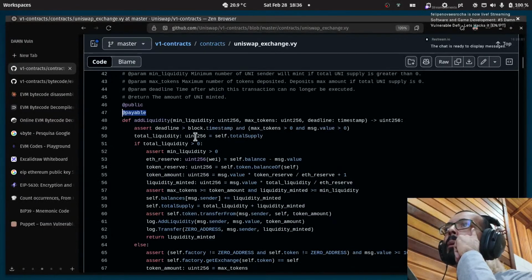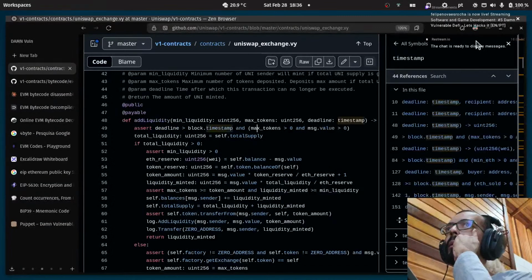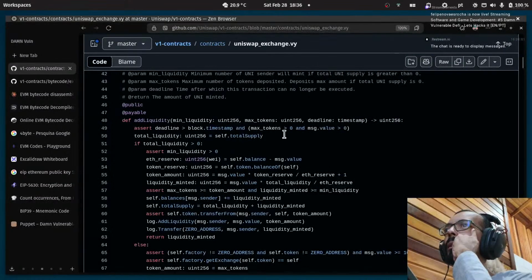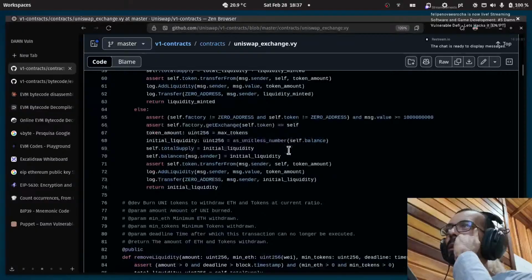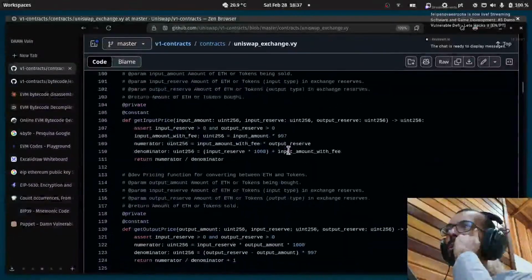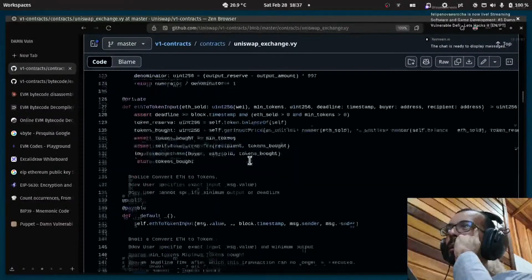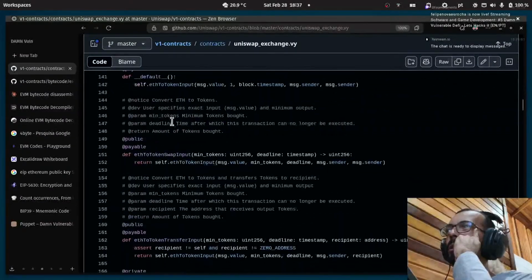But yeah, that's payable. Vyper is so cool, right? So beautiful. Like Python. They check the deadline if it's greater than the timestamp, etc. They check the total liquidity. So here they do the calculations. Reserve plus 1. Yeah, I'm too out of track here. So I can call some functions to see values.